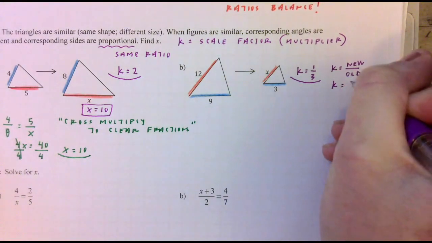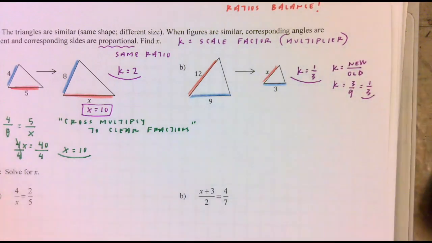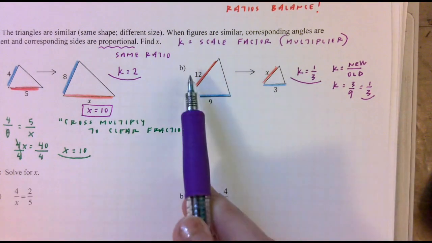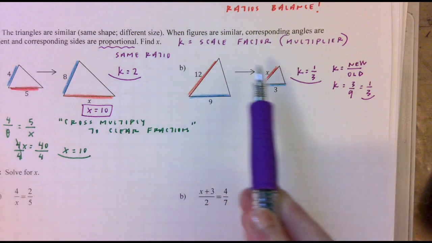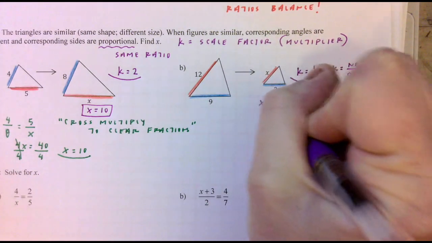Show you that work: 3 to 9 reduces to 1/3. So it just confirms that 1/3. Some of them you can just see. So there's my scale factor. So again, 9 times 1/3 is 3. So 12 times 1/3 would get us to 4 right here. X is 4.